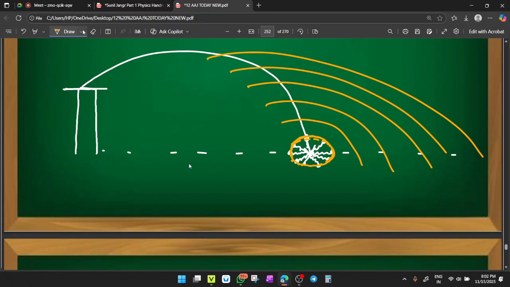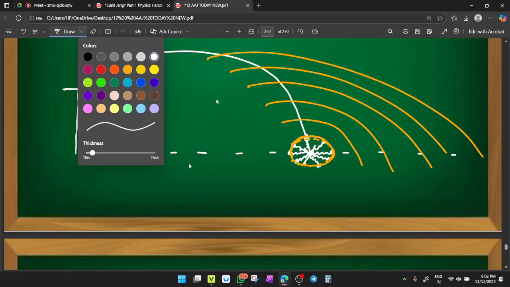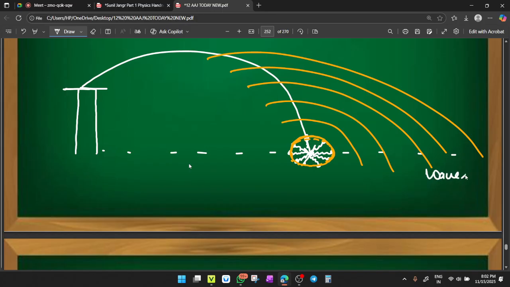So what is the exact direction of the motion of this disturbance? These rings are called a wave. This is the movement of the disturbance, and the direction of the wave is called a ray. Clear or not clear? Yes, so this is the ray. In the direction of the ray, the wave will travel.